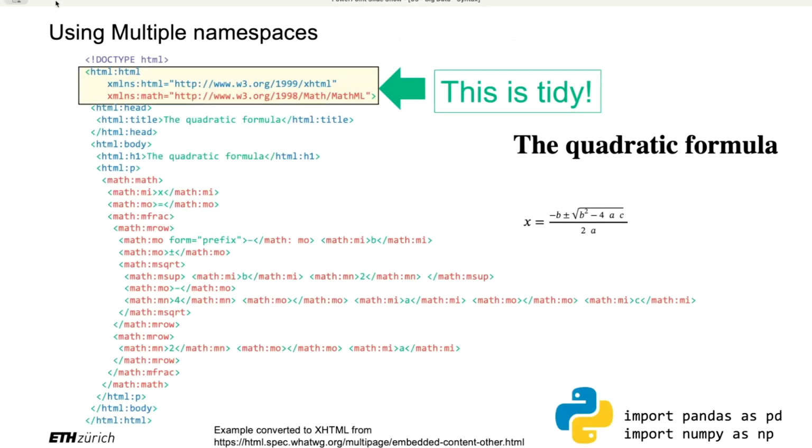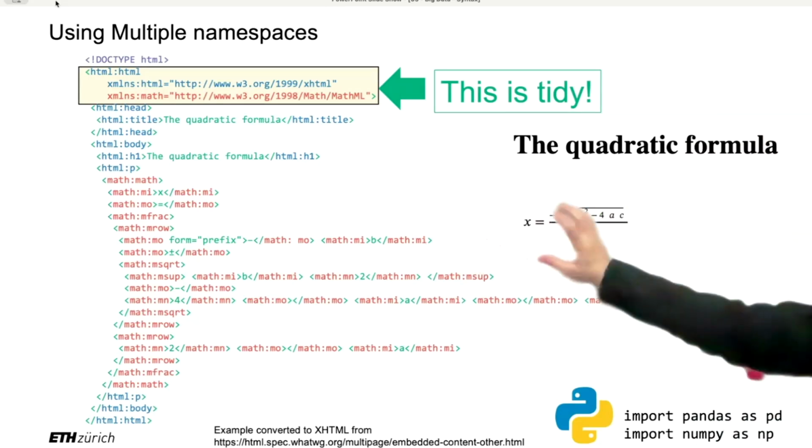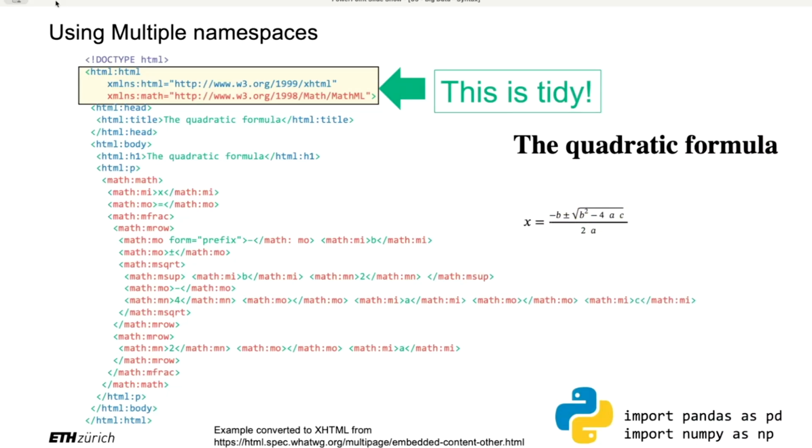This is an example of mixing namespaces. This is an actual HTML page. You can take it and save it as a file and open it in your browser. It will actually work, and this is what it will show, right? It shows a beautiful formula for solving a second-degree polynomial equation.